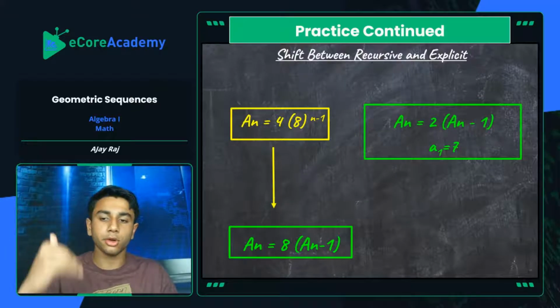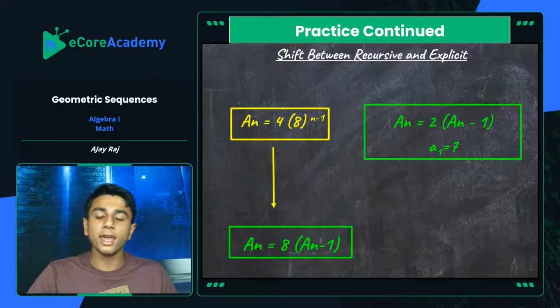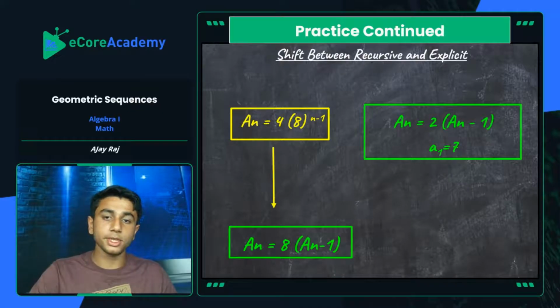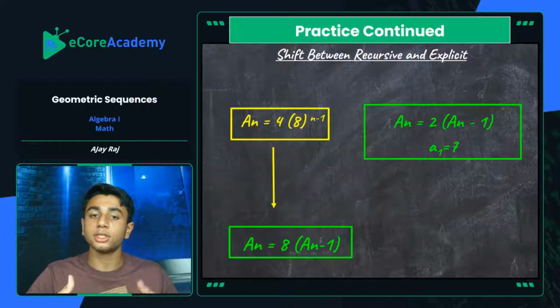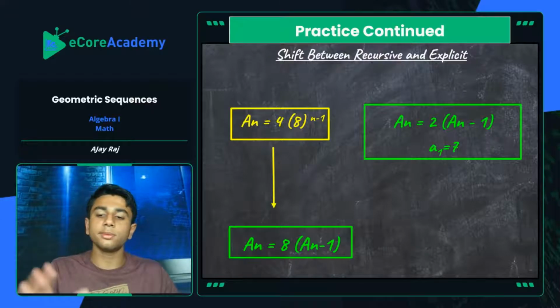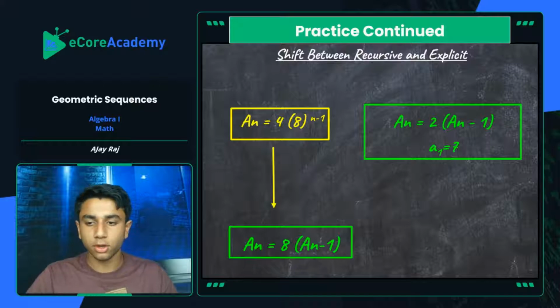We're going from recursive to explicit. So we have the equation a of n equals 2 times a of n minus 1, 2 being our common ratio. And I also put in there that a of 1 equals 7. Remember, the explicit formula requires you to have the first term. The recursive formula does not include the first term. So you'll always be given a separate addition of the first term.